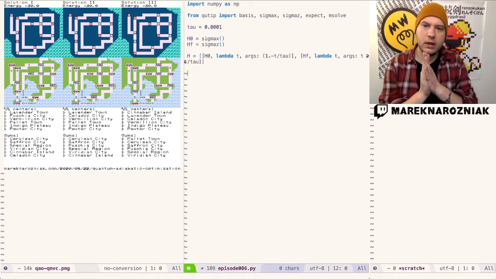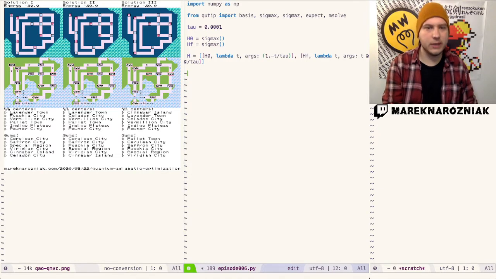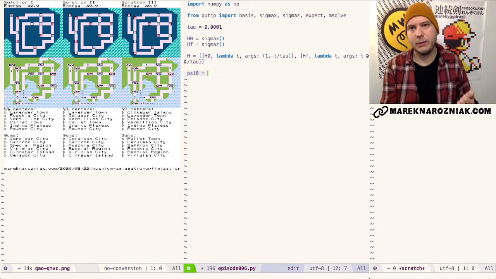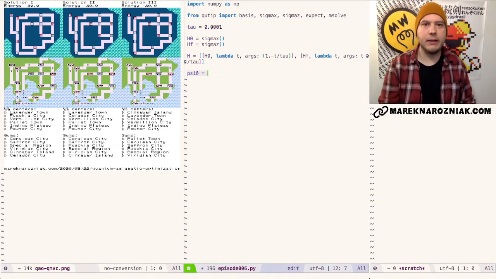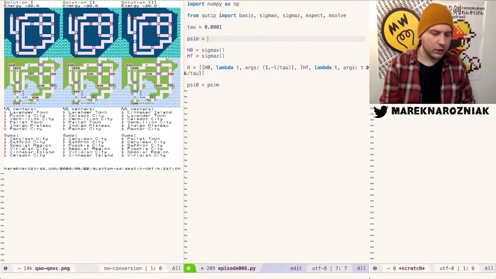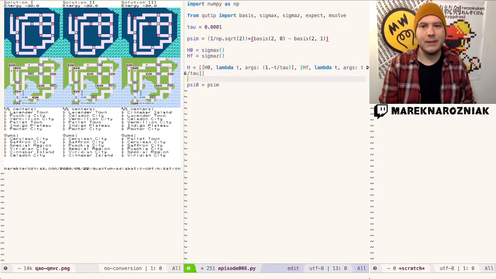Okay, so the ground state of the initial Hamiltonian. This is our initial state, psi 0. This is going to be the minus state, right? Because it has energy of -1, psi m, and let's just define it here. So psi m equals 1 over square root of 2. Here's a challenge for you guys. Try to find a moment when we actually don't need NumPy. Two-level system 0 minus, because it's a minus state, basis two-level state 1. So that's all we need for the initial state.